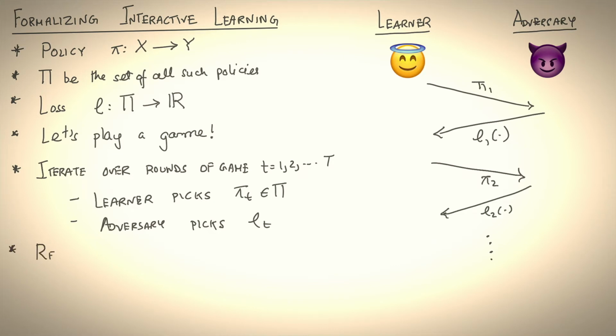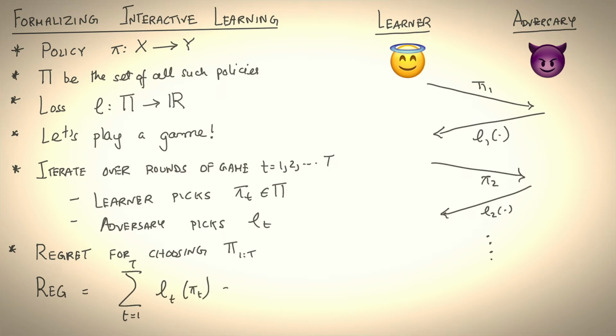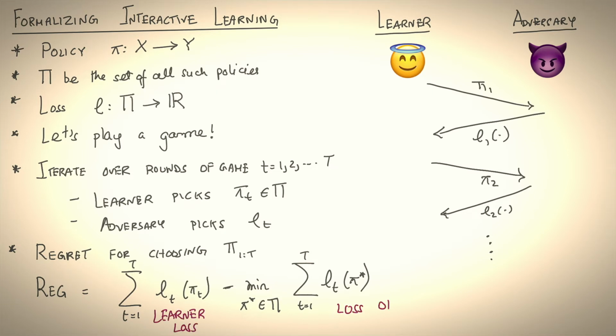Okay, now we will define a notion of regret of the learner for choosing a sequence of policies. Think of regret as the difference of two terms. The first term is the sum over per time step losses, so it's L_t of pi_t. This is the total loss of the learner. And the second term is the loss of the best policy in hindsight. So what is the best policy in your policy class that minimizes the total loss?